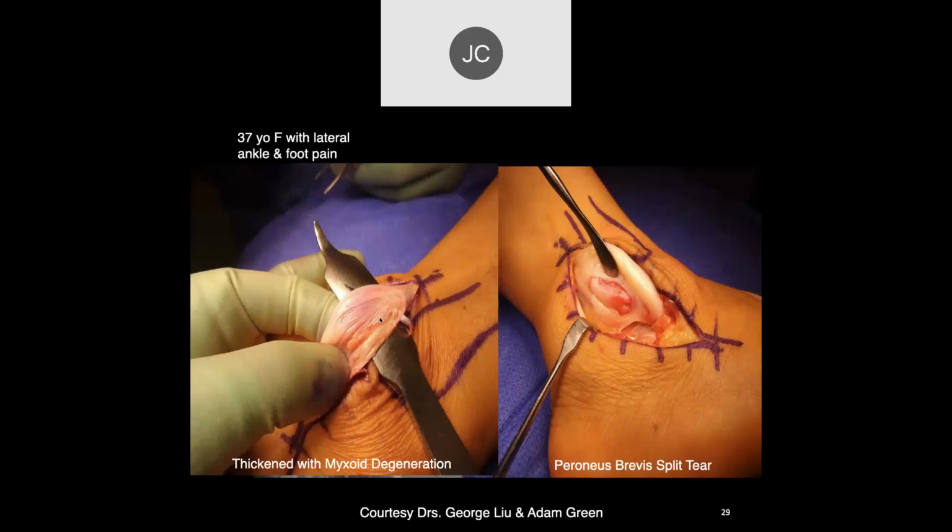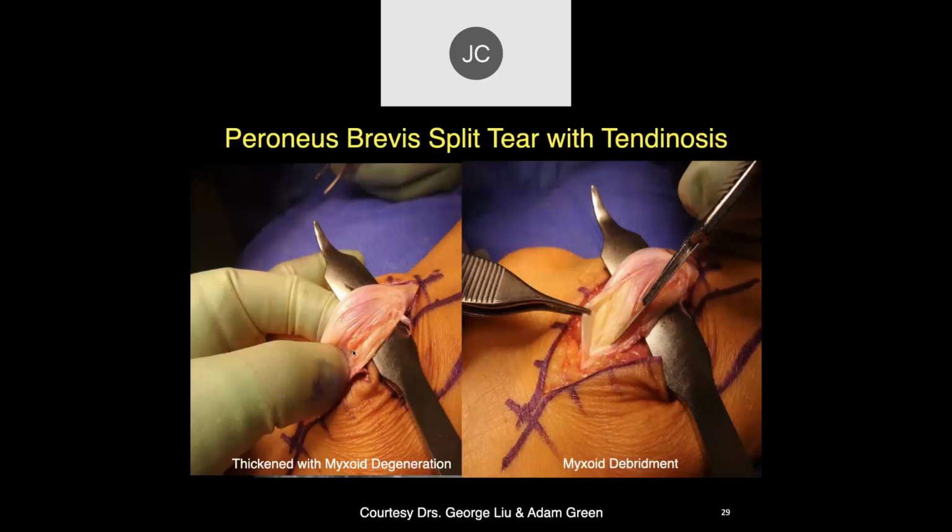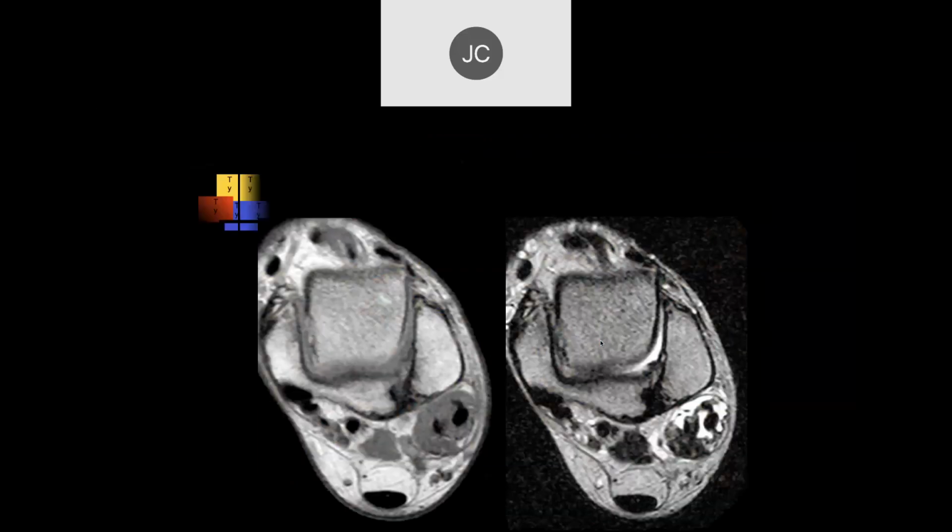And in that case, you saw you had a leg of the thickened peroneus brevis. This is what it looks like. This is kind of what it looks like on the MR scan. If you go back, it was thickened with these little dots of low signal intensity collagen with a lot of granulation tissue in between. And this was a peroneus brevis split tear with a lot of tendinopathy within the tendon, and there's myxoid degenerative disease, which they debrided at the time of surgery. Okay.